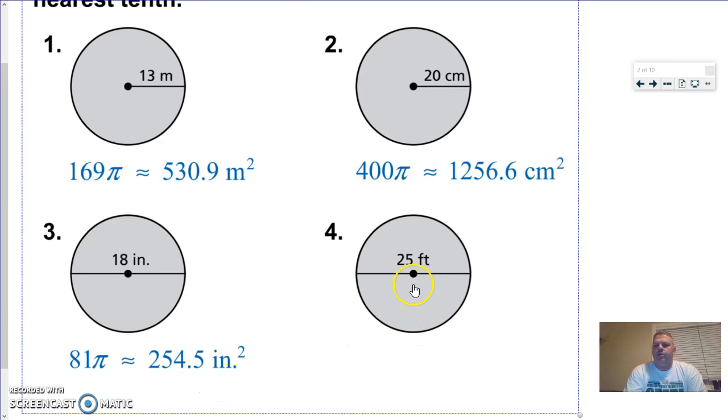This one's a little bit tougher in that it is a decimal. Half of 25 is 12 and a half. When we take 12 and a half times 12 and a half, we get 625 divided by 4 pi. That equals 490 and 9/10 square feet. Again, you could divide this out. You would get approximately 156 and 25/100 pi, which again would equal the 490 and 9/10.